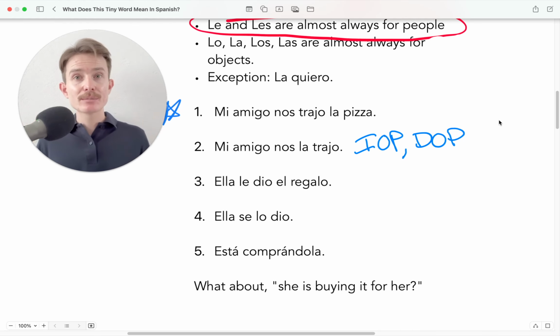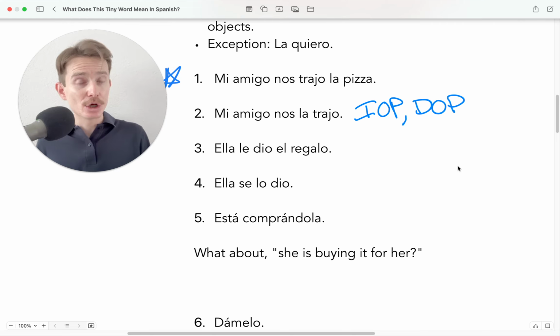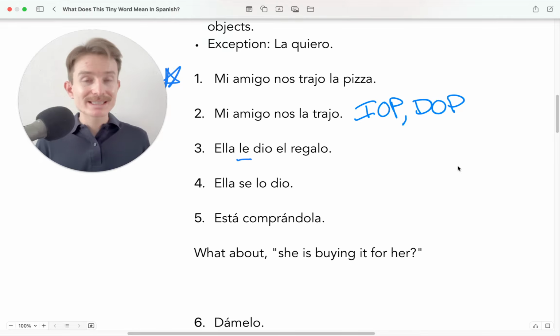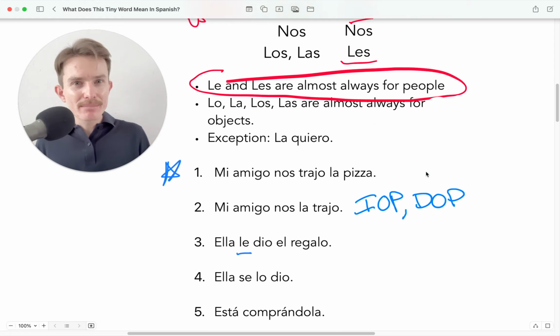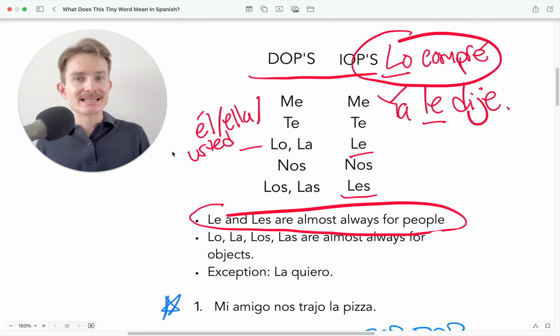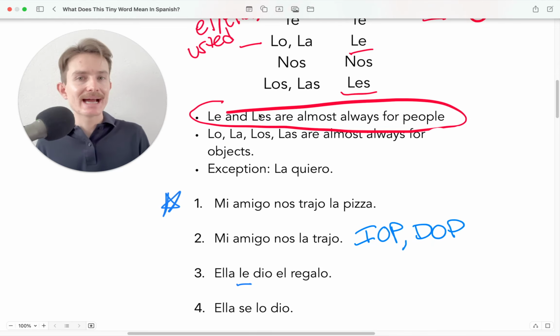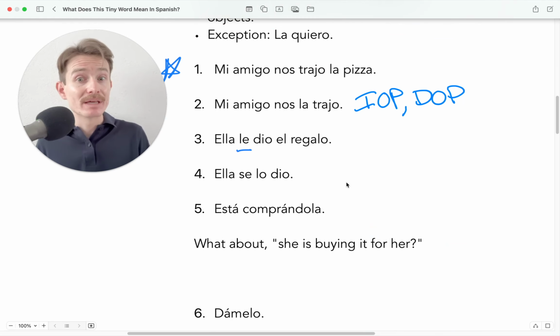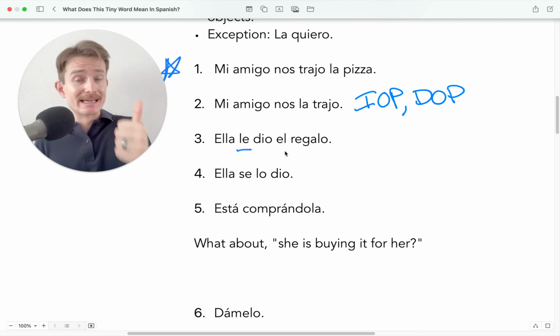So let's move on to number 3. Ella le dio el regalo. So she gave him the gift. Now, once again, what's up with le? Because remember, le can represent él, ella, or usted. Remember that le and les are almost always for people. So, ella le dio el regalo. Le could represent him, her. It could even represent usted, which means you, and it's formal.